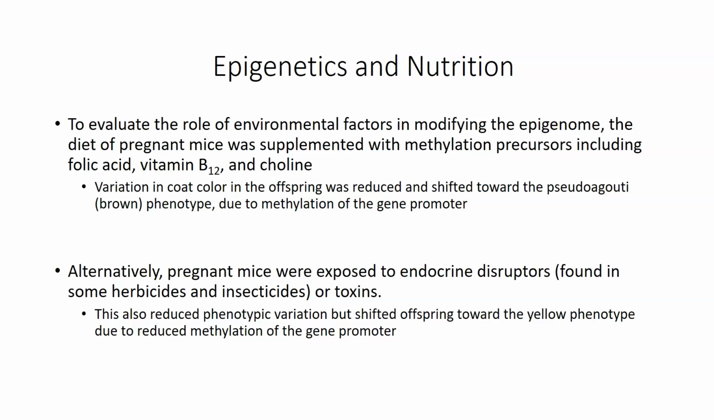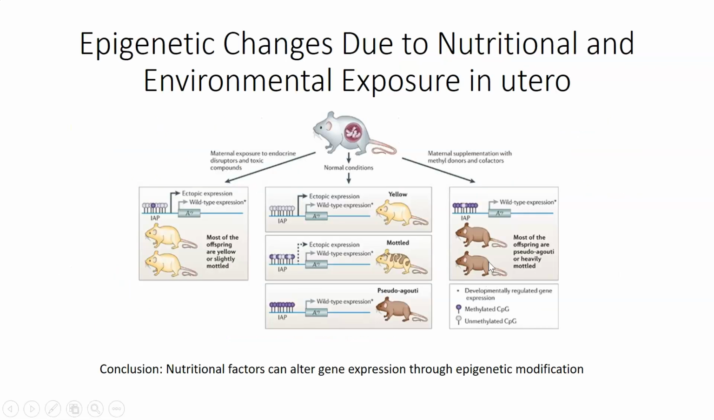And the other experimental group was fed toxins, various types of toxins, one of which was what are called endocrine disruptors. These have been found in various herbicides that have been sprayed on crops and shown to cause illness in farm workers that are exposed to them. Okay, what were the results of this experiment? Let me just show it on this slide. So what was fed actually was a yellow mouse female who was pregnant.